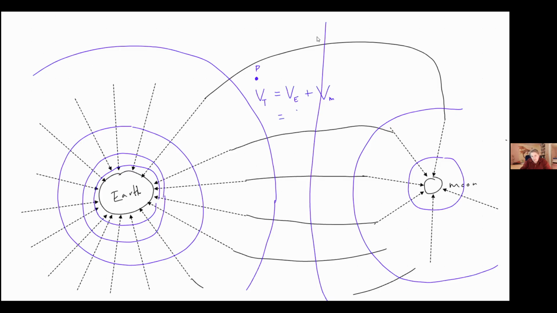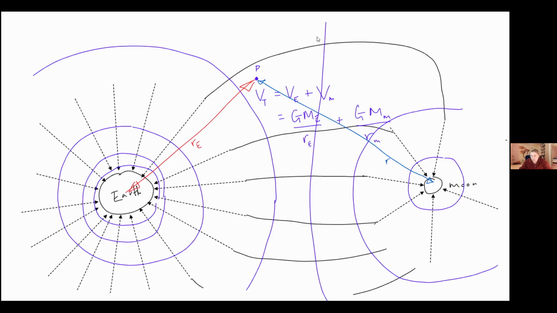which would be big G, big M for the Earth over R E, and that distance, I'm going to draw it in red, is R E, plus big G, M for the Moon over R for the Moon, and R for the Moon is that distance. Okay, and that's R for the Moon.